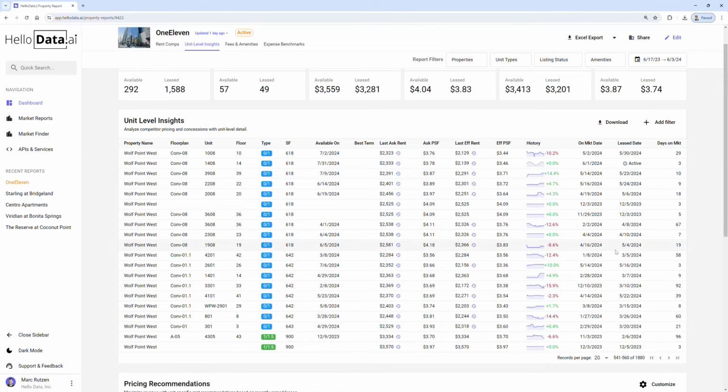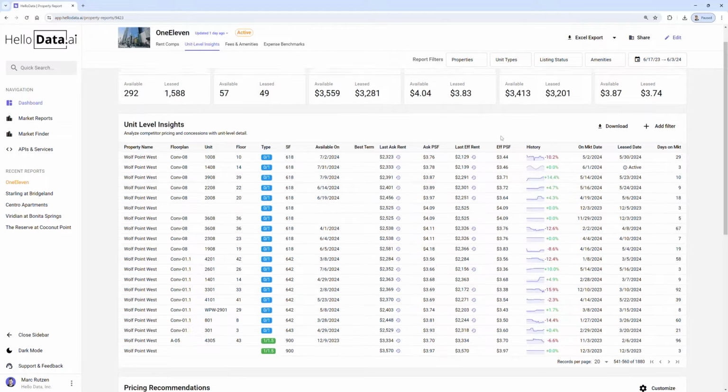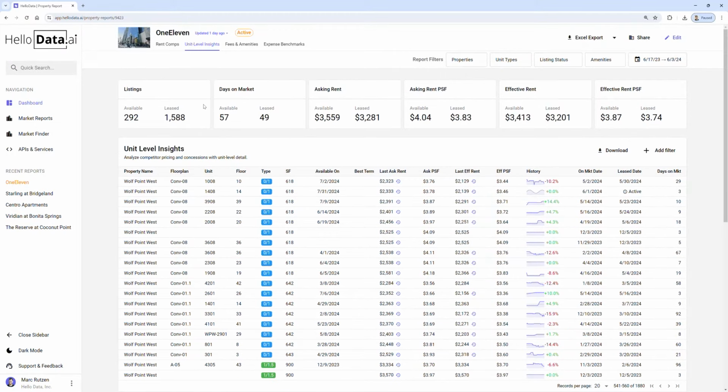And you have filters here. In addition to the filters up top, you have filters here where you can get even more granular, filter by asking rents, effective rents, by floor plans, whatever you can imagine. So this gives you the ability to slice and dice the data and see some high-level stats on the data that you have filtered above. And then, of course, you can download this straight in a CSV.